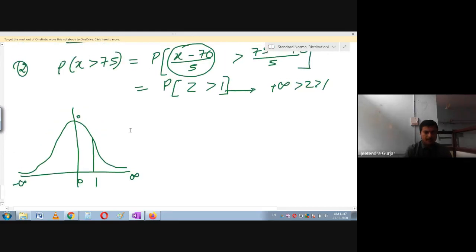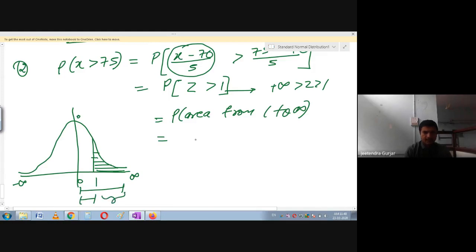I want to find the area of this. Means you have to calculate this as area from 1 to infinity. So how can you simplify? Take this full area, subtract this. Take this full area, subtract 0 to 1, you will get this area. Remaining area will be 1 to infinity. I think it is easy to calculate now.